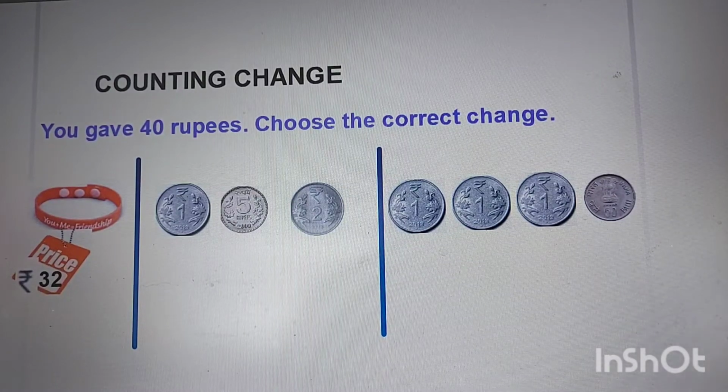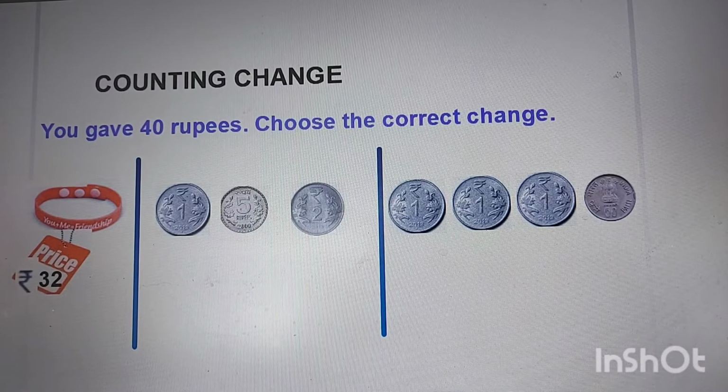Hello children, today we are going to see how to count change. See the question given here. You gave 40 rupees, choose the correct change.